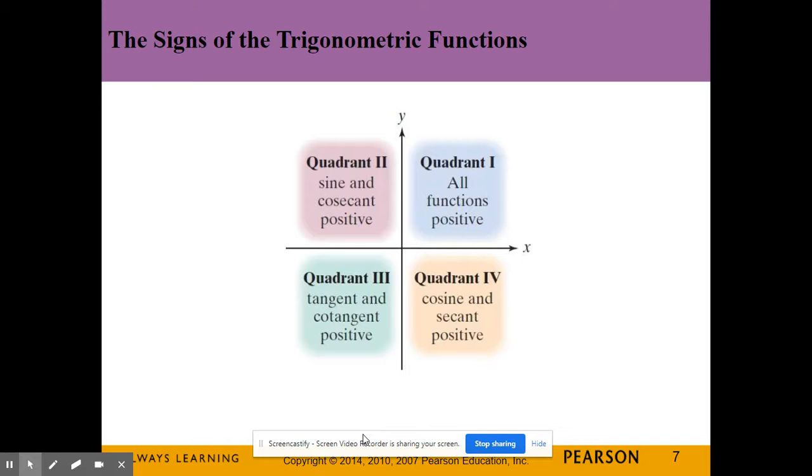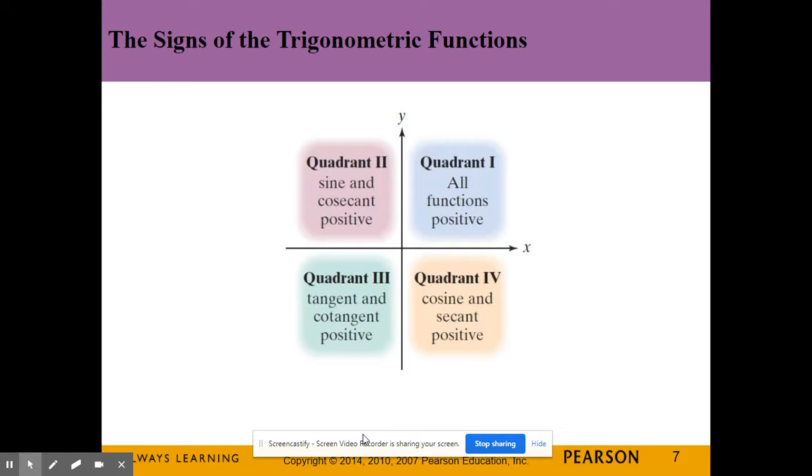All right, signs of trigonometric functions. Quadrant 1 is where they're all positive. Quadrant 2 is where sine and cosecant are positive. That's because that's where your y's are positive, right? And x is negative. So that's why everything else is negative.